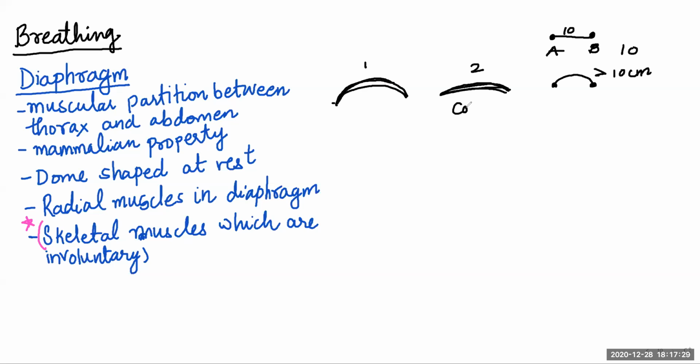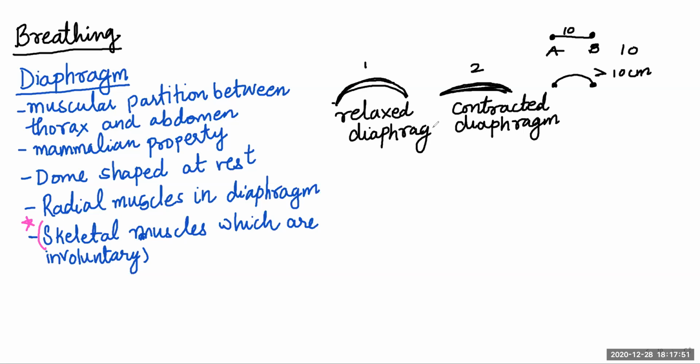So when a muscle contracts the length of the muscle decreases. So ये इंपॉर्टेंट है. This is a contracted diaphragm. So a contracted diaphragm, matlab when the muscles of the diaphragm have contracted, they actually become flat. And this is a relaxed diaphragm. When the muscles of the diaphragm relax, it will be dome shaped.